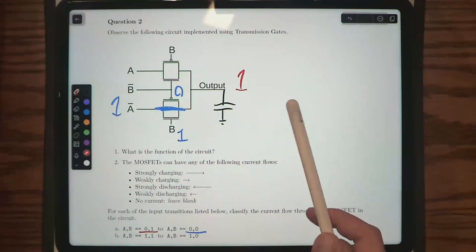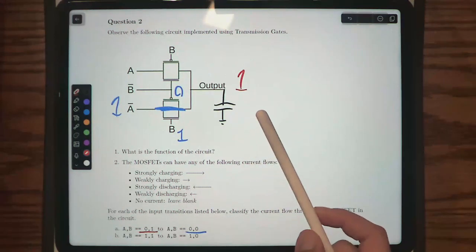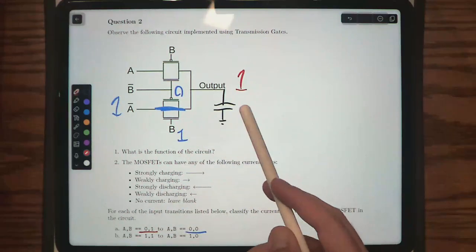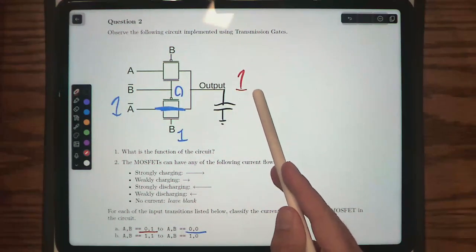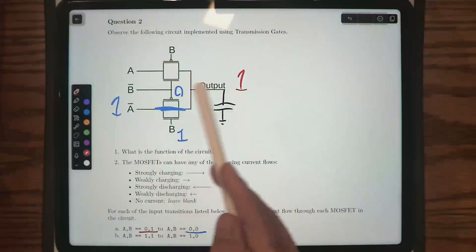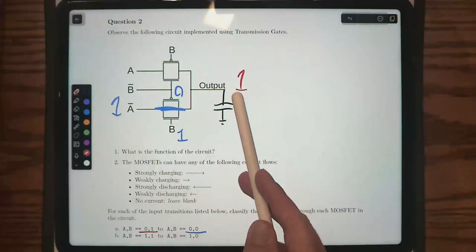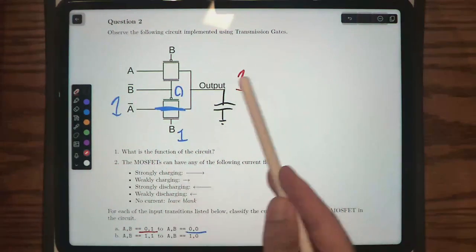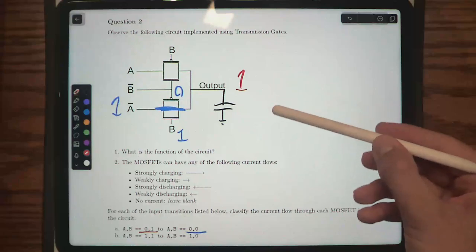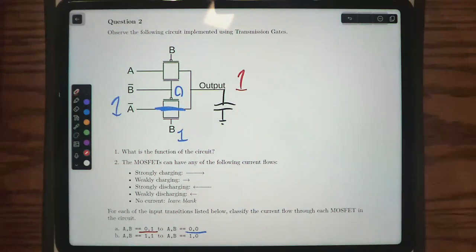Yeah, no current, right? Because we've already charged up this capacitor. So now there is 0 voltage difference between these, and so there's no current through this. This is an example of steady state where there's no current being drawn.